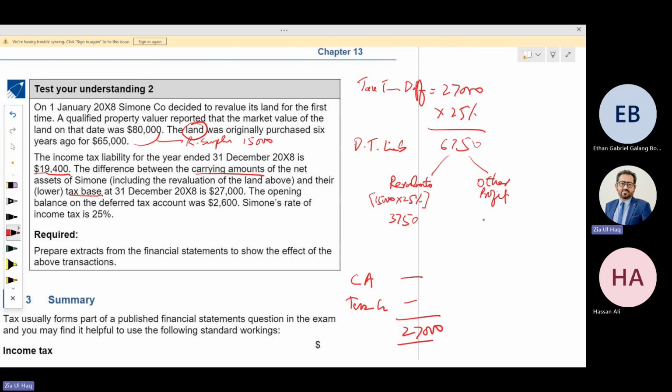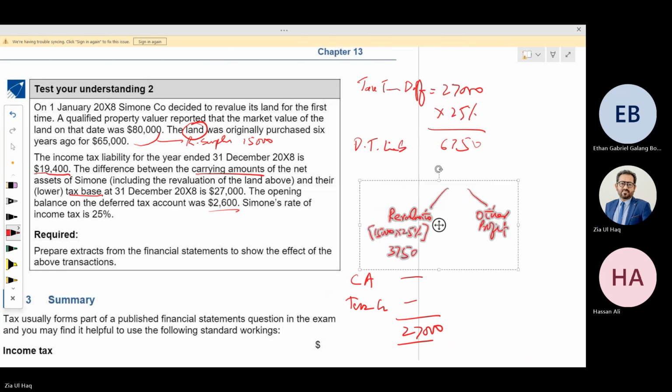6750 minus 3750. But one thing we forgot. Is there any opening balance of a deferred tax liability? What is it? Yes, we need to deduct this opening balance as well. If we deduct that opening balance, what is that? 2600. If we deduct that 2600 from this, how much value are we having? 4150.